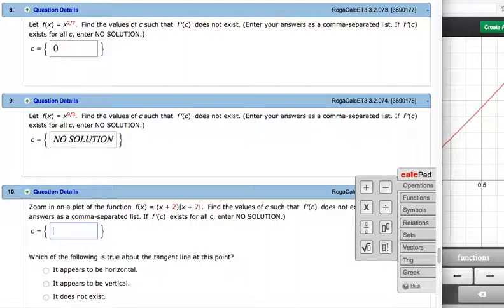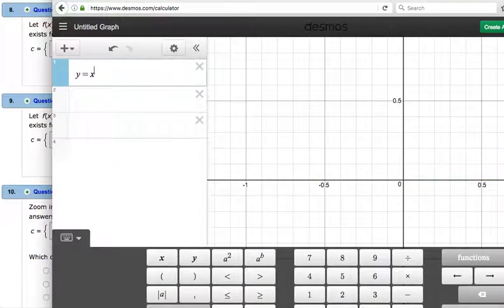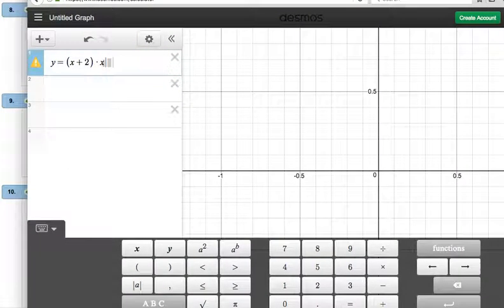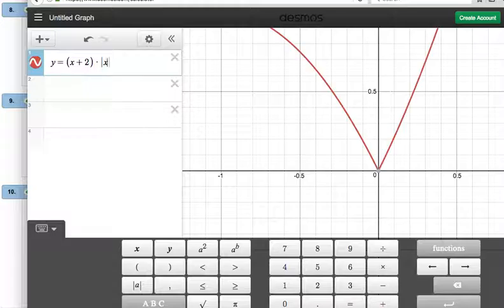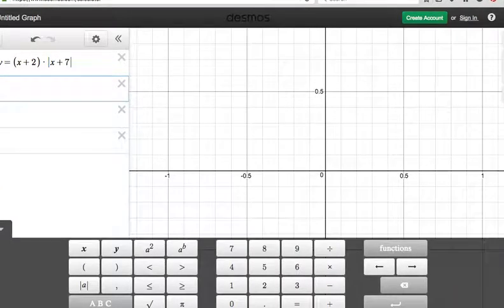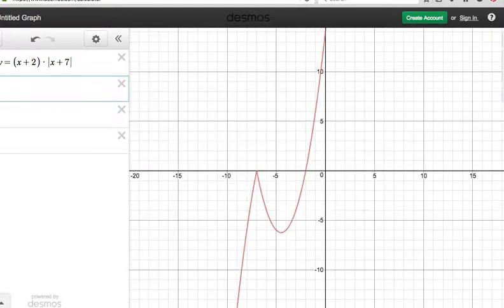And the last one is f of x equals the product of x plus 2 times the absolute value of x plus 7, with x plus 7 inside the absolute value bars. I'm going to need to zoom out, it appears. Okay, so there's that graph.